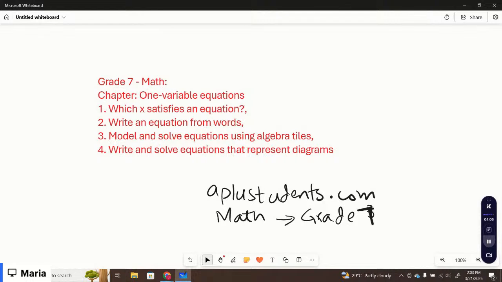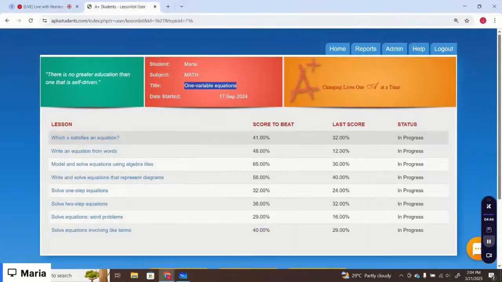There you can find a list of the chapters. We're going to start with chapter 1, one variable equations. The lessons we can talk about today are: which x satisfies an equation, write an equation from words, model and solve equations using algebra tiles, write and solve equations that represent diagrams. Please make sure you have your notebook and pencil so that you can note down the important examples and definitions as well.